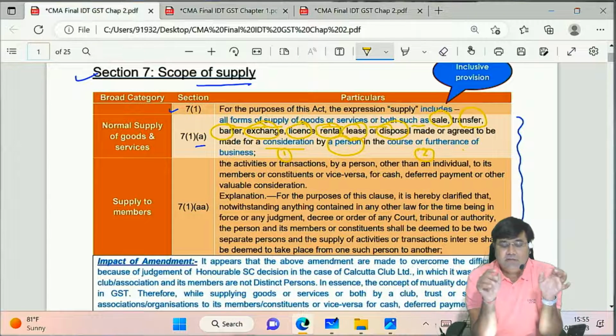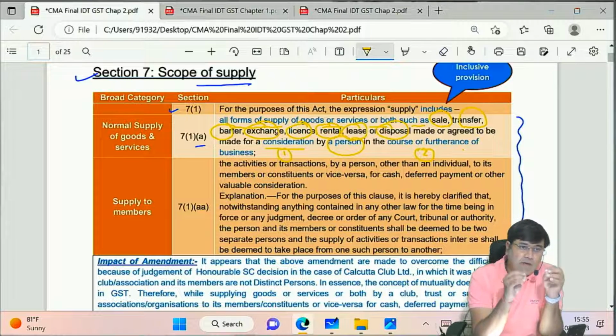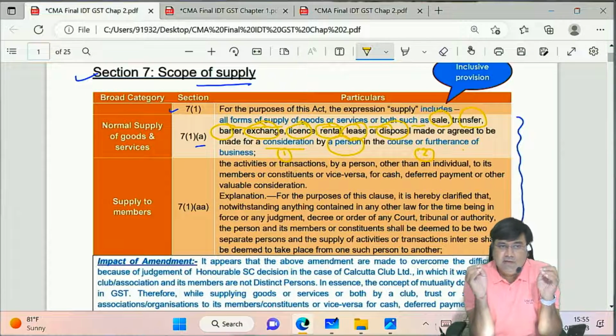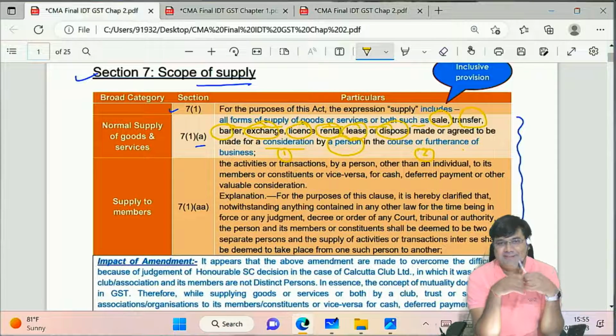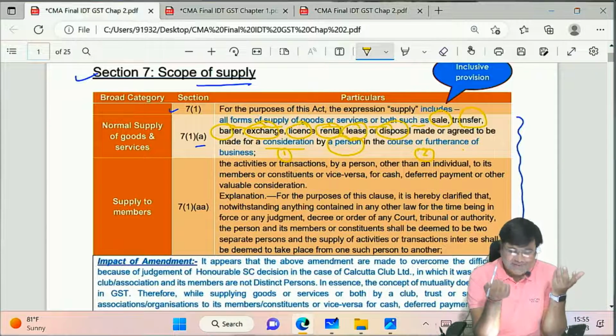Now what is the transaction? Sell transaction, transfer transaction, or barter, exchange, license, rental, lease or disposal. So it is a sell transaction. Okay, good. A person is there. Of course Amit Jain is a person, and Charan is also a person.